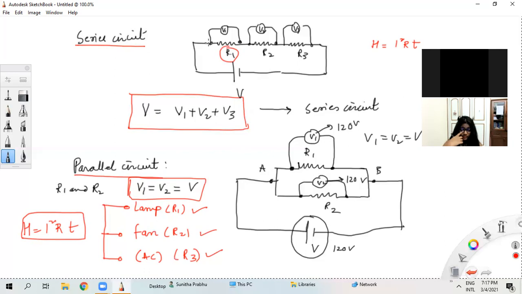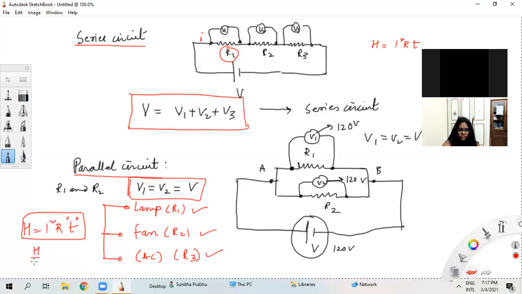What is the current flowing through that? You have to find out I, and for how much time you want to calculate, because a bulb or a geyser working for 1 minute versus working for 1 hour, the amount of heat it will consume is different. So heat is going to be dependent on the time also. This is a very important thing for you to understand.